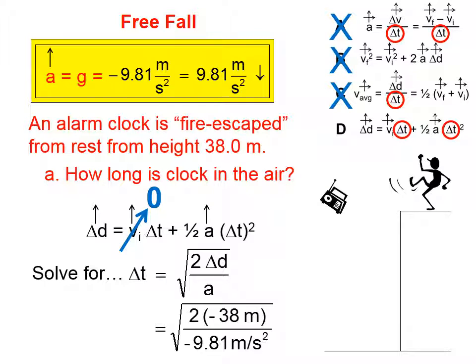We then put the numbers in. The displacement is downward. This clock travels downward 38 meters, so that's why my displacement here is negative 38. The acceleration, since this clock will be in free fall, is negative 9.81 meters per second squared, and that means it's going to take 2.78 seconds for this clock to hit the ground.